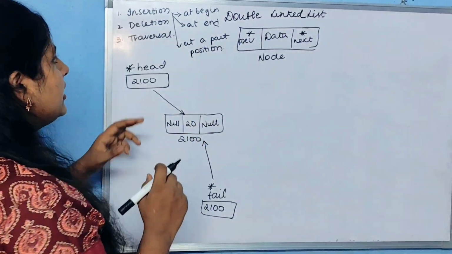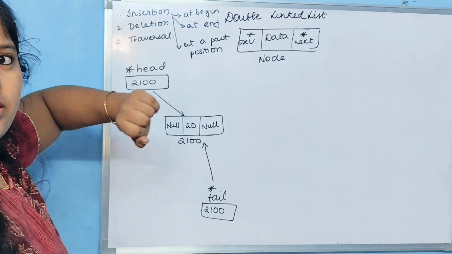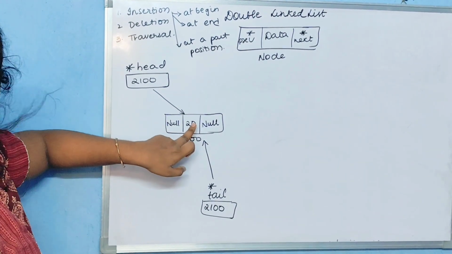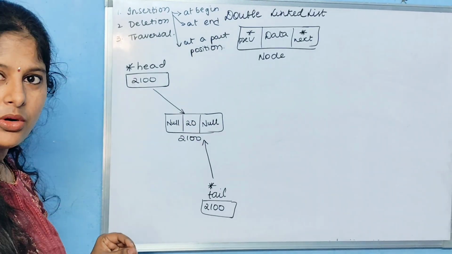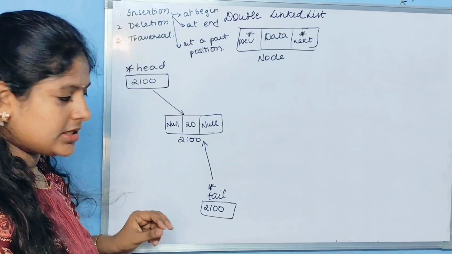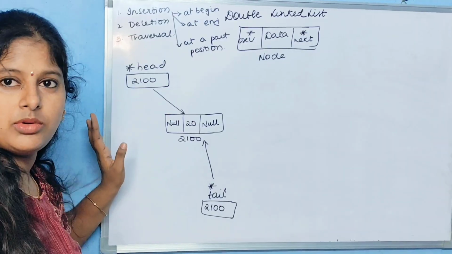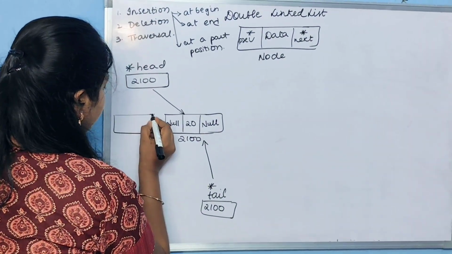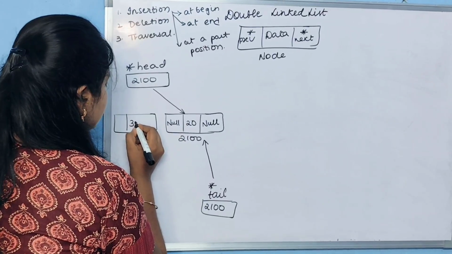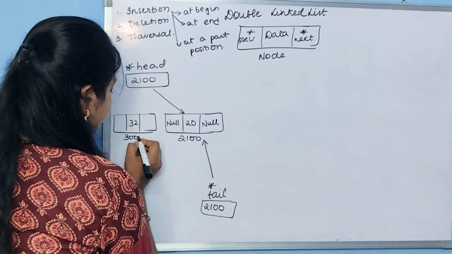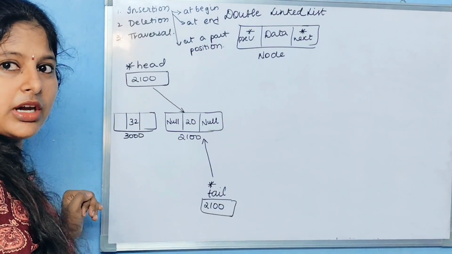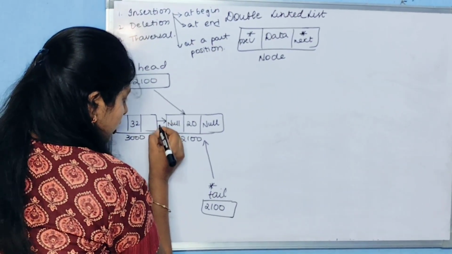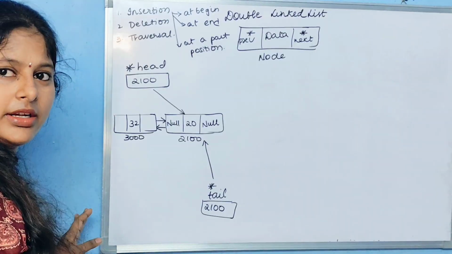Now I'm trying to add an element at the beginning. Okay. Now first I've added an element at the beginning. So my head is pointing to my beginning. Right. Since there is only one node present in the complete list, my tail also points to the same node. Okay. Now I want to insert one more node, that is 32. So suppose it is stored at the location 3000, right? Since this is a double linked list, you have to represent two-way traversal, right?